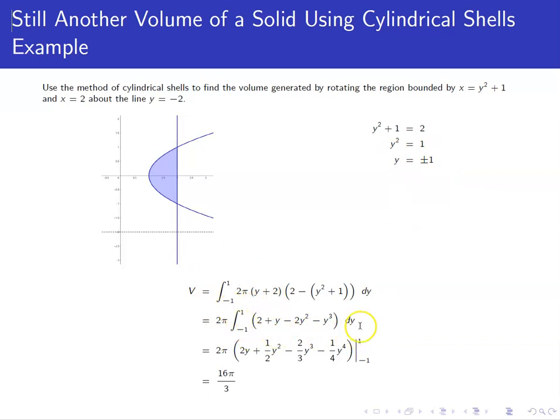Multiplying out your integrand gives you 2 plus y minus 2y squared minus y cubed. Find our antiderivative: 2y plus 1/2 y squared minus 2/3 y to the third minus 1/4 y to the fourth. Plug in your endpoints and subtract using the fundamental theorem of calculus. Don't forget to multiply by your 2 pi out in front, and get a final answer of 16 pi over 3.